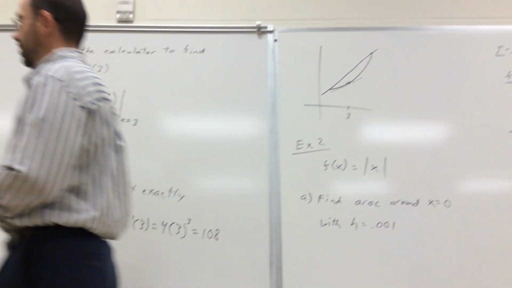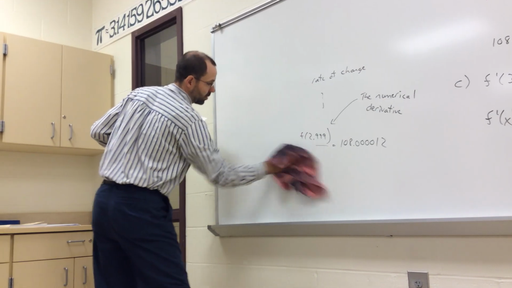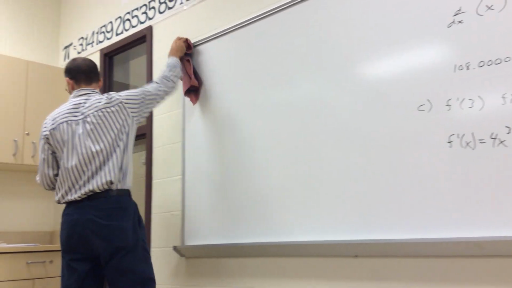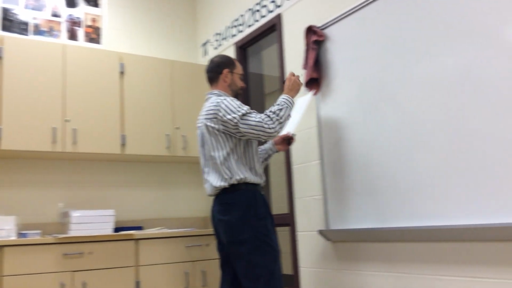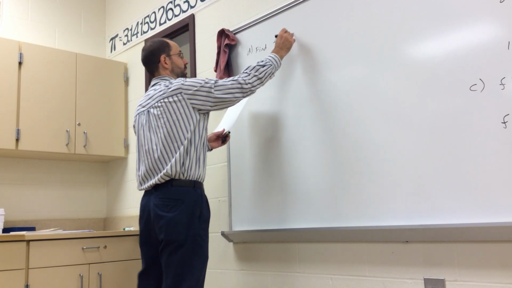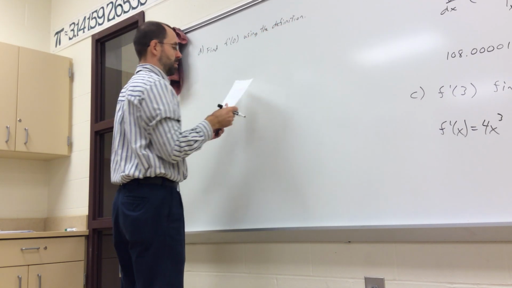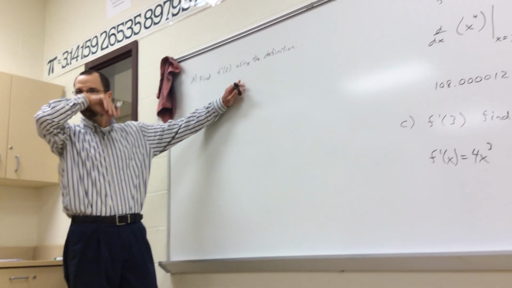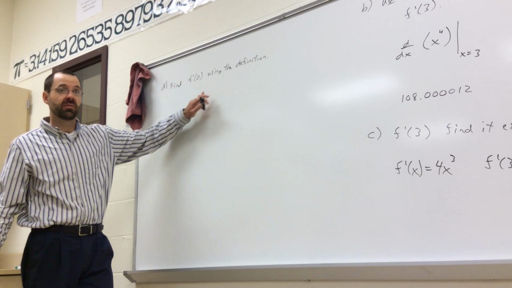Okay. All right, so for part D, for that example, we're going to find f prime at 0 using the definition. So the definition of derivative is the old cumbersome way.